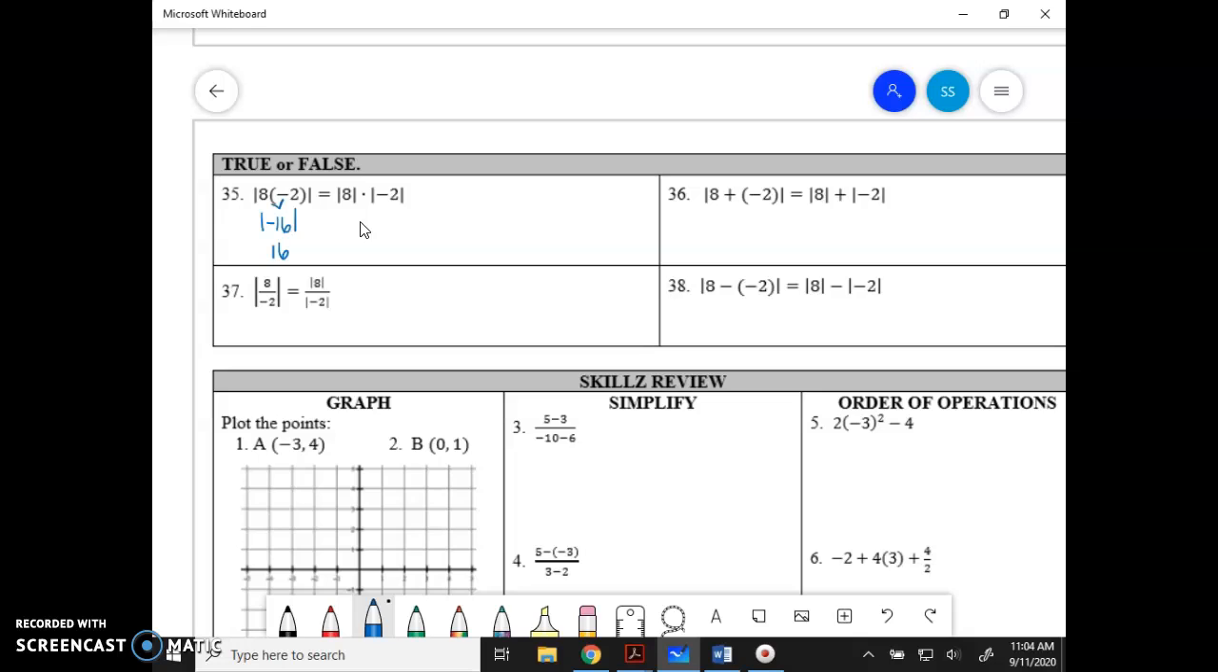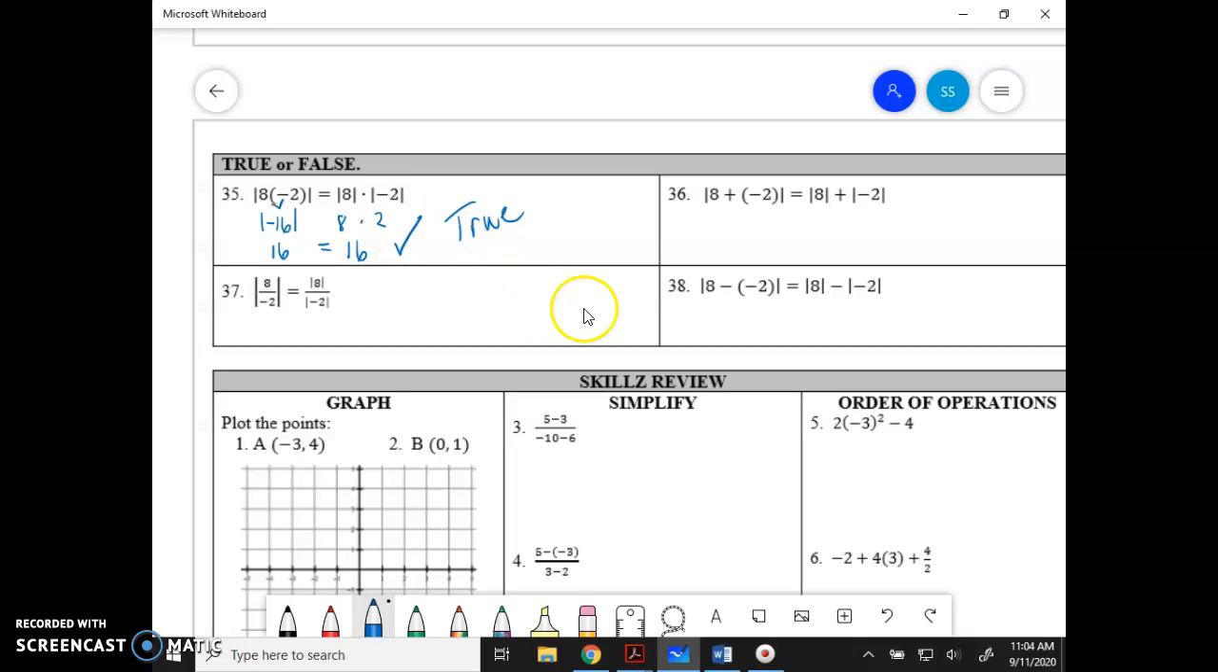Now, on the other side, we have the absolute value of 8 times, before we do that, what's the absolute value of negative 2? 2. So now we just have 8 times 2, we get 16. Is 16 equal to 16? It sure is. This is true.